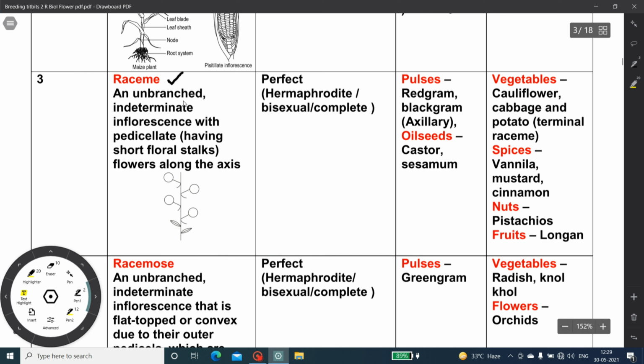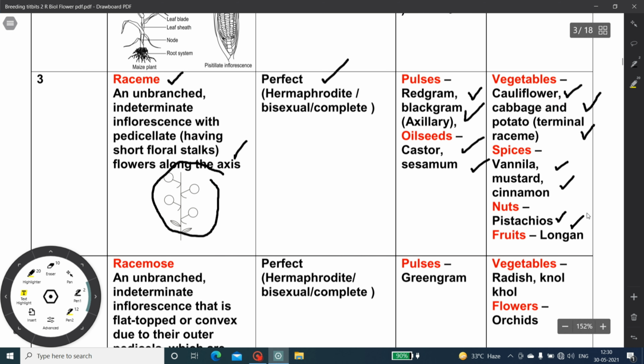It is an unbranched indeterminate inflorescence with pedicellate flowers, having short floral stalks along the axis. And mostly the flowers are perfect. The examples are red gram, black gram, castor and sesame. And vegetables like cauliflower, cabbage and potato. The spices like vanilla, mustard, cinnamon. The nuts, the pistachios, and fruits like longan.